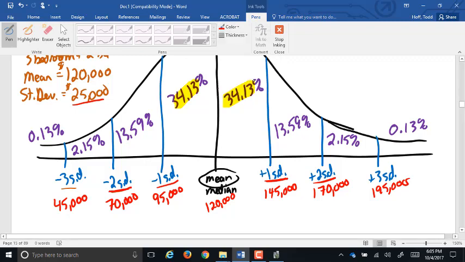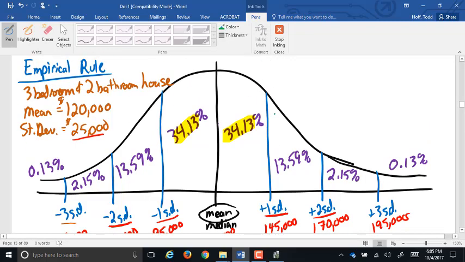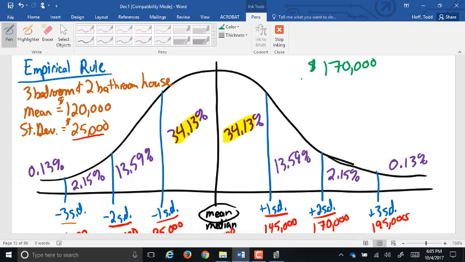So what does this mean? Well, let's say you find a house that you just absolutely fell in love with. It's 3 bedrooms, 2 baths, and the price is $170,000. Your realtor tells you this house is going to sell fast. You better put an offer in right now. Don't try to negotiate price because there's going to be all sorts of people putting in offers. You better jump for it before somebody else puts in a better offer.